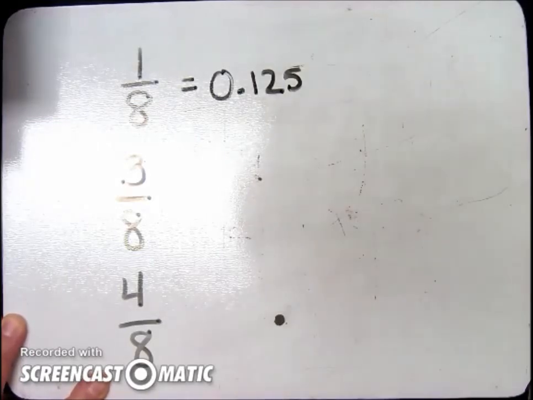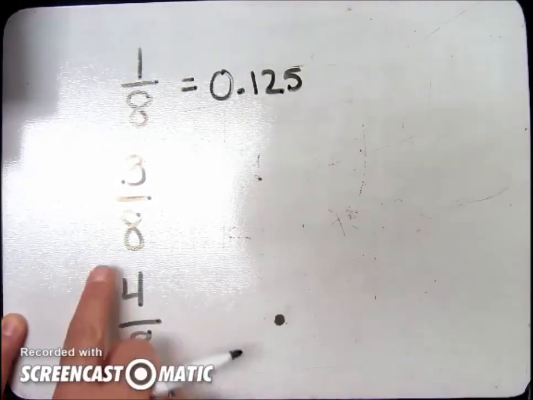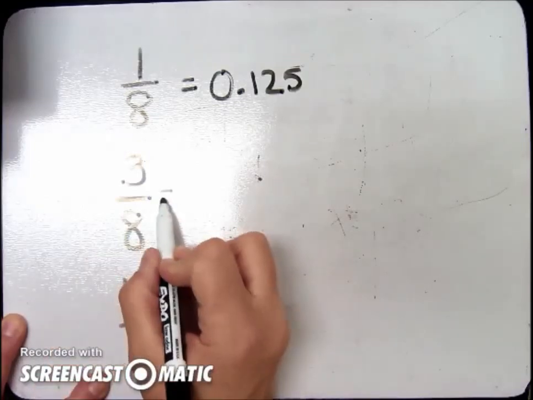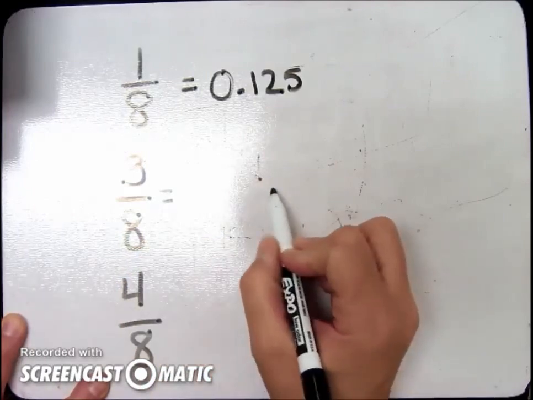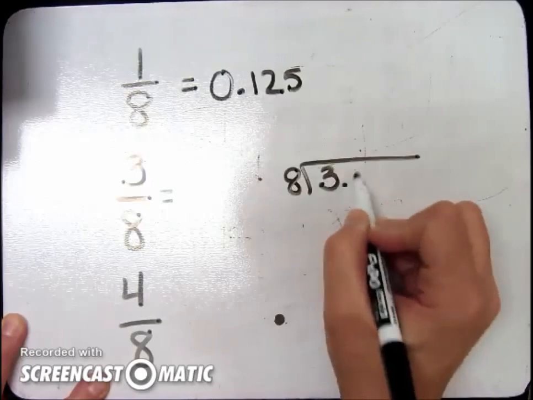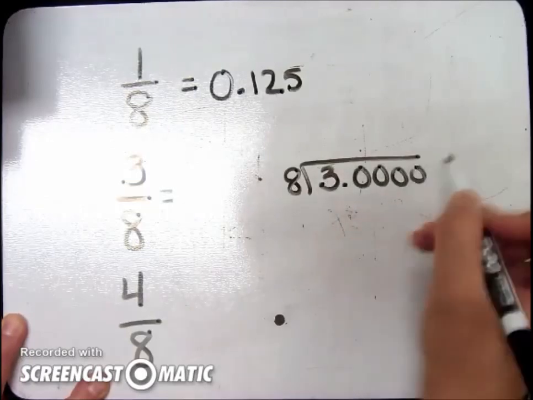So pause this video now, and I want you to try that with 3/8. Okay, so now I'll show you how to do that with 3/8 really quickly. I'm just going to set it up. Give myself lots of zeros.